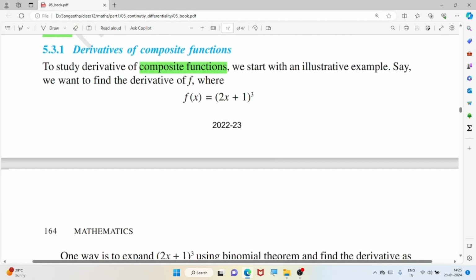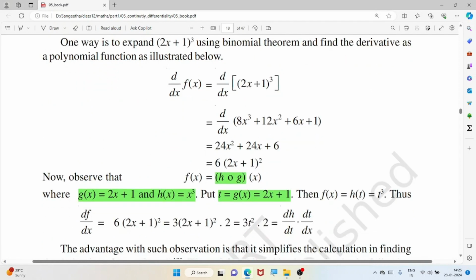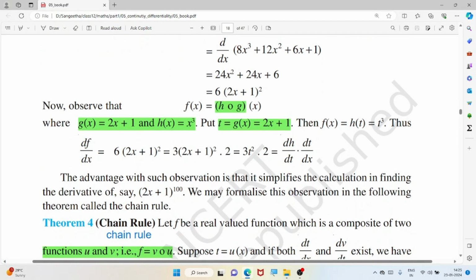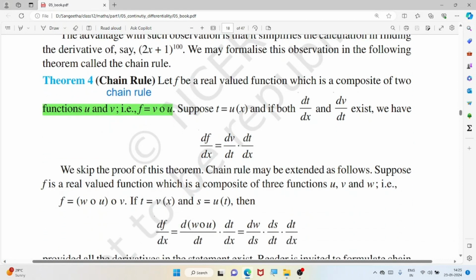Composite function. You can take this as a composite function. So you can expand this and find the f dash of x. Otherwise, you can assume t equal to 2x plus 1 as g of x. Then use the rule. After that, again you put back the t. Chain rule.